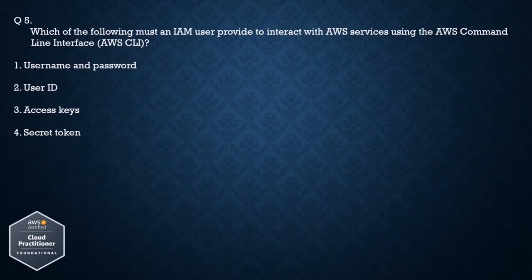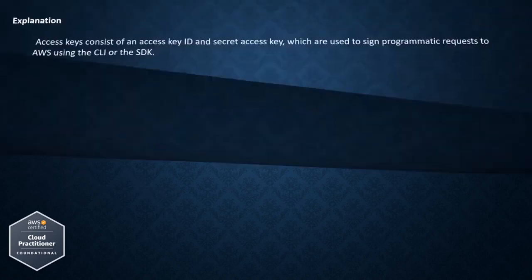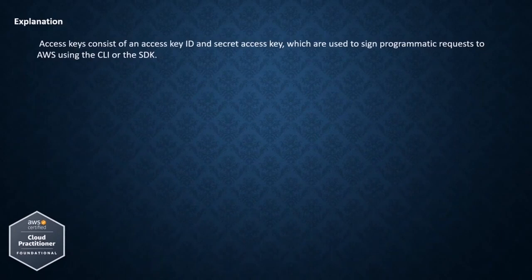Question number 5. Which of the following must an IAM user provide to interact with AWS services using the AWS Command Line Interface, AWS CLI? 1. Username and password. 2. User ID. 3. Access keys. 4. Secret token. The correct answer is access keys. Explanation. Access keys consist of an access key ID and secret access key, which are used to sign programmatic requests to AWS using the CLI or the SDK.